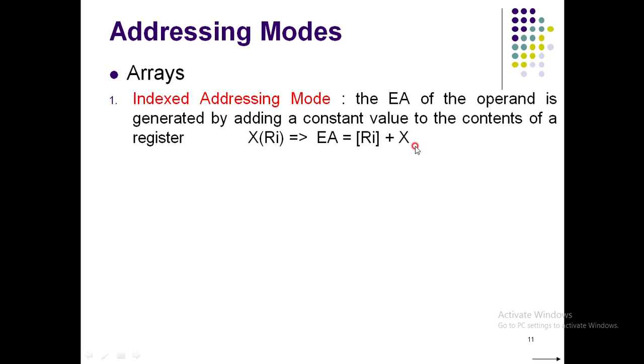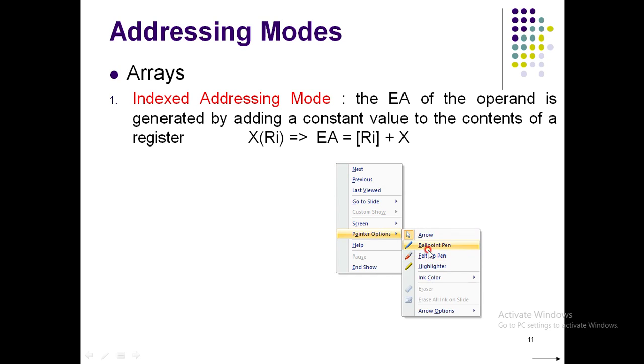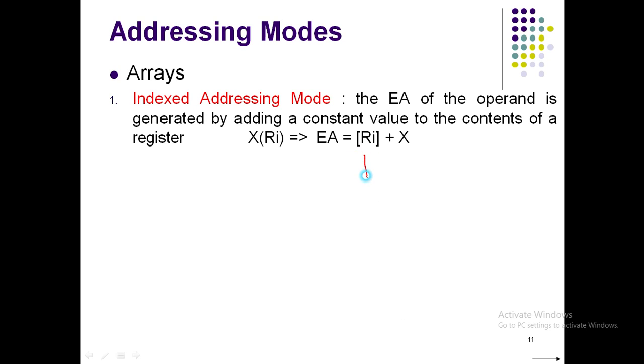Remember, friends, this Ri is called an index register. Whatever Ri you can see here is called an index register. So this is your index register, which is very essential for array addressing modes.